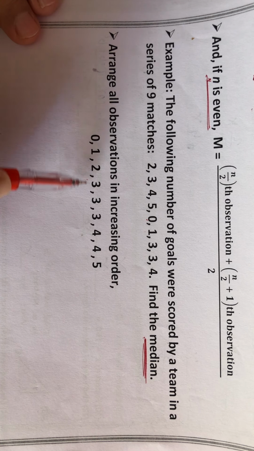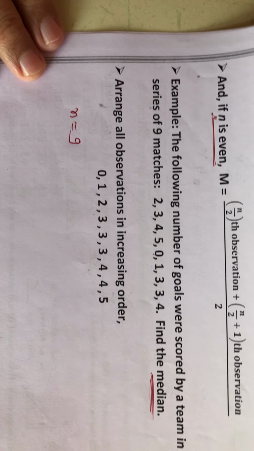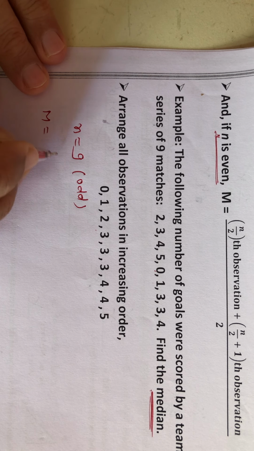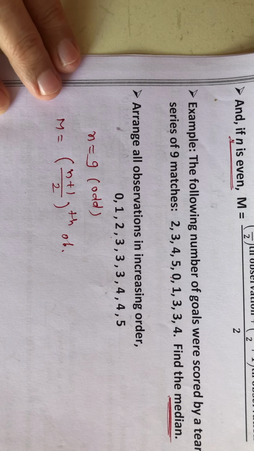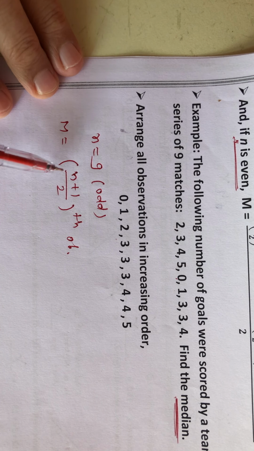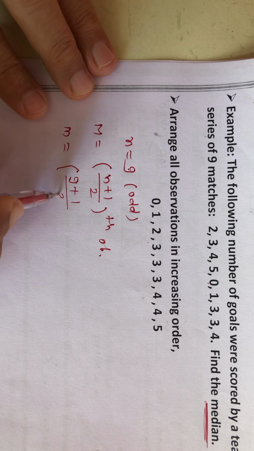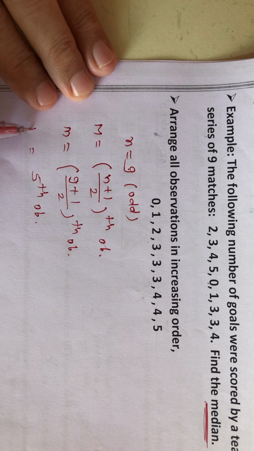Then calculate the number of observations: 1, 2, 3, 4, 5, 6, 7, 8, 9. So we can say that n is equal to 9. n is equal to 9 means it is odd. So we have to use the formula M is equal to (n plus 1) upon 2th observation. Substitute the value of n here. So you will get M is equal to (9 plus 1) upon 2th observation. 9 plus 1 is 10, 10 upon 2. Answer is 5th observation.